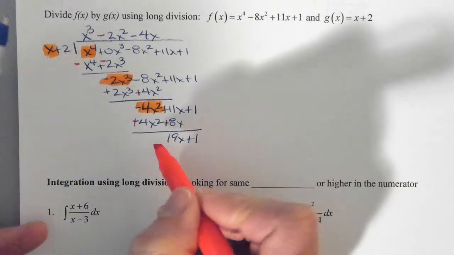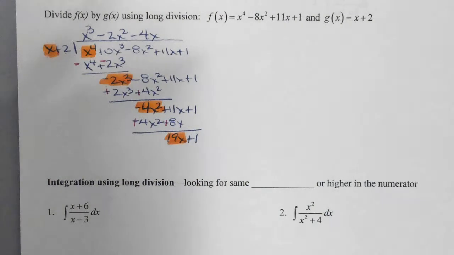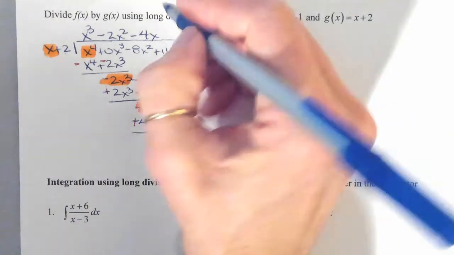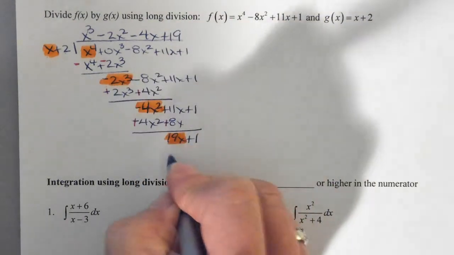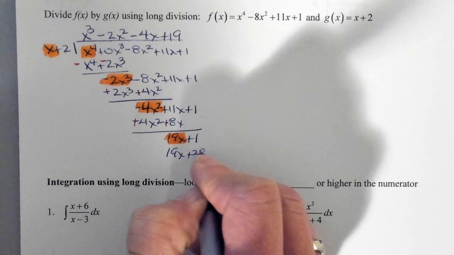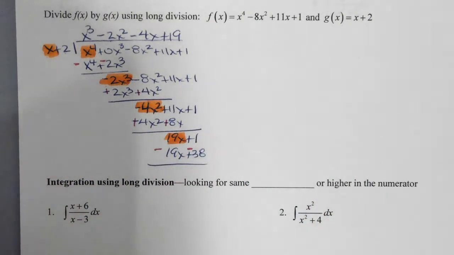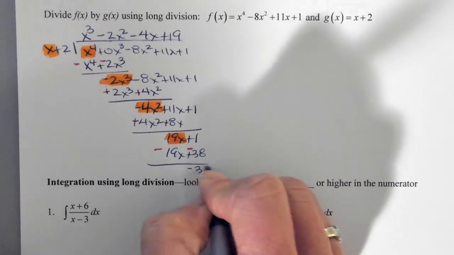And this will be the last one. Can you divide 19x by x? 19. Yeah, you get 19. So this is plus 19. So you have 19 times x, which is 19x, and 19 times 2 is 38. Bottom row, you change your signs, and you're left with negative 37.